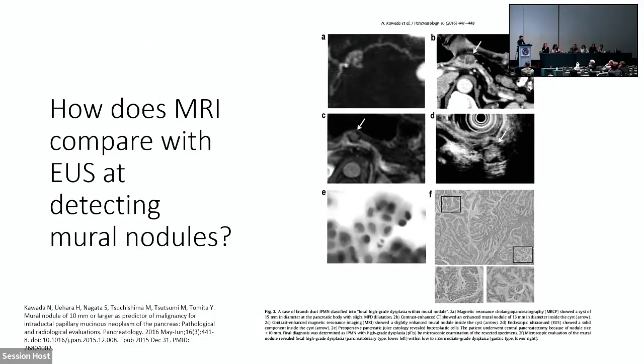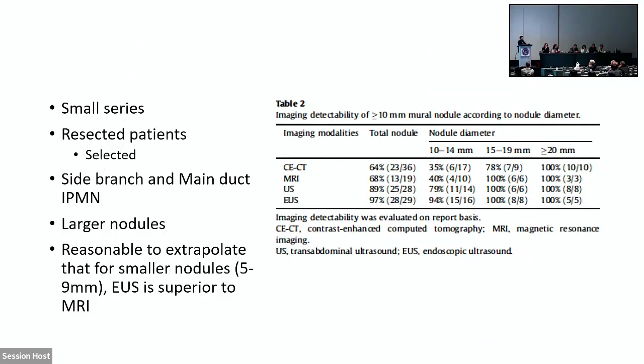Further, MRI compared with endoscopic ultrasound in detecting mural nodules. You can see here a mural nodule that is shown just as well on both the EUS and the MRI. And for this, there are multiple other studies, but I'll just point to this series because I think it illustrates the point the best.